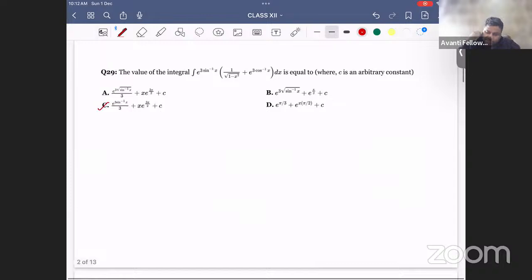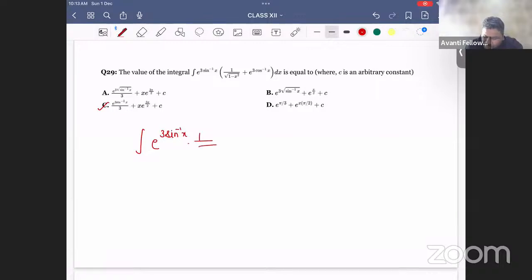Now see this question: the value of the integral of e to the power 3 sine inverse x plus e to the power 3 cos inverse x, into 1 upon under root 1 minus x square. See, this is very easy. e to the power 3 sine inverse x into 1 upon under root of 1 minus x square dx is one integral, and the other will be like this. Yes or no?